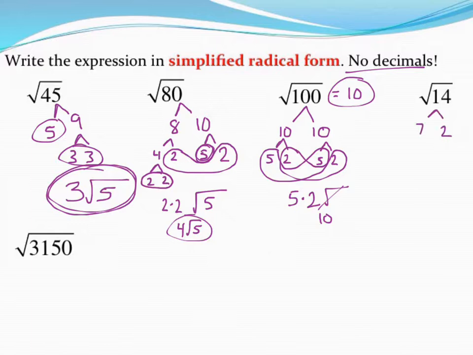both prime. There's no pairs, so nothing gets to come out. Everything just stays back inside and multiplies back together, so it just stays the square root of 14. I could say it can't be simplified or already simplified.